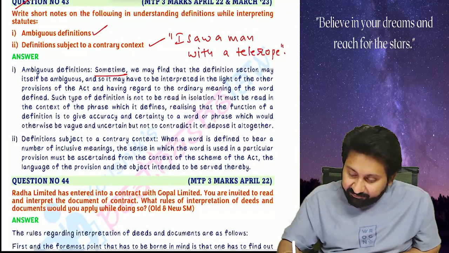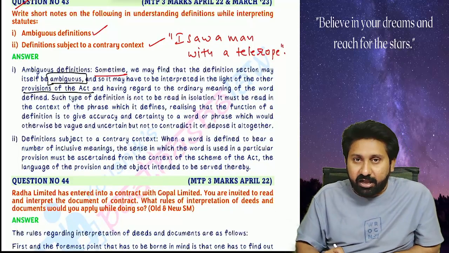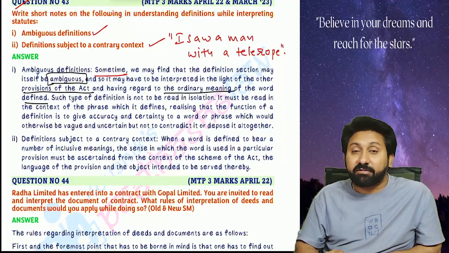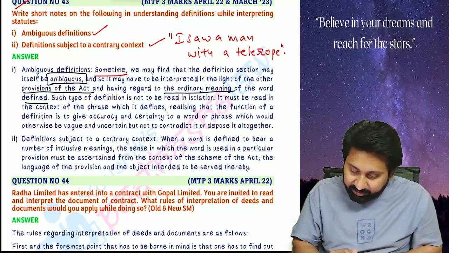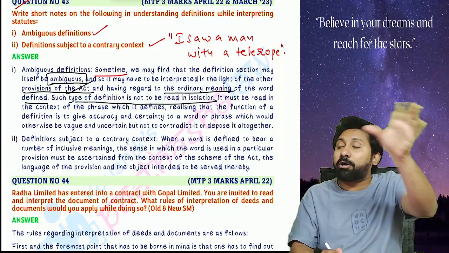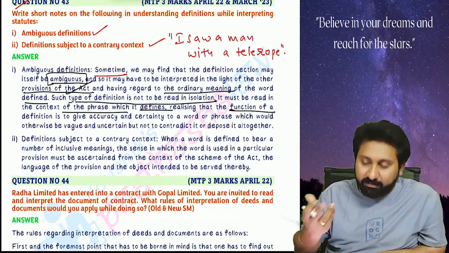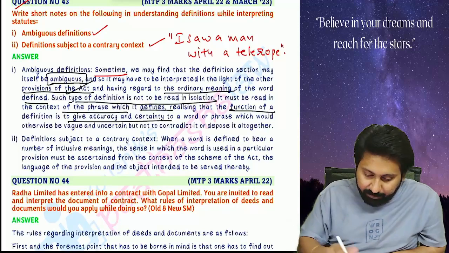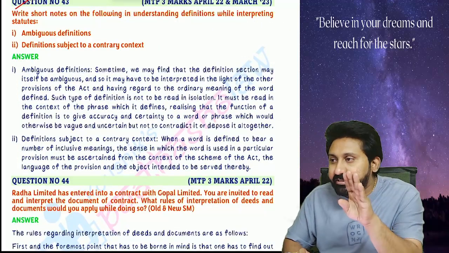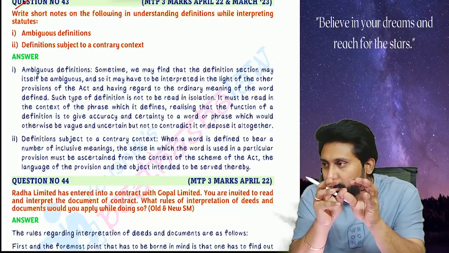We may find that the definition section may itself be ambiguous, and so it may have to be interpreted in the light of other provisions of the act, and having regard to the ordinary meaning of the word defined. So, whenever the words are ambiguous, don't read that word in isolation. Such type of definition is not to be read in isolation. It should be read along with the other provisions of the act and given the right meaning according to the context. It must be read in the context of the phrase which it defines, realizing the function. Function means the purpose of the definition: to give accuracy and certainty to the word. That is what you have to remember from the exam point of view. Again, I repeat, ambiguous definition: sometimes we may find that the definition section itself is ambiguous. In order to interpret it properly, you have to give the ordinary meaning for that.